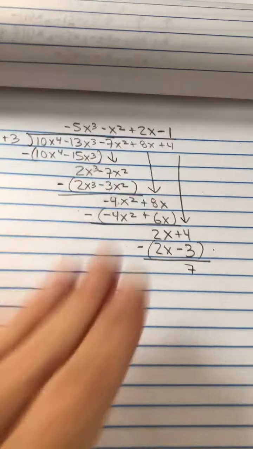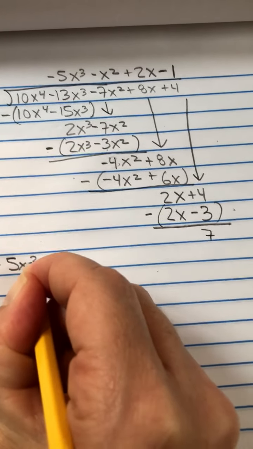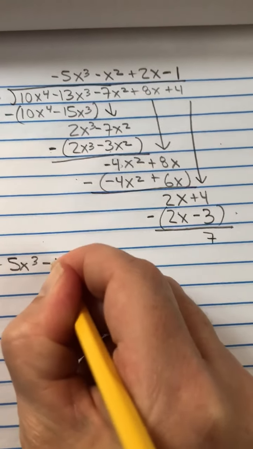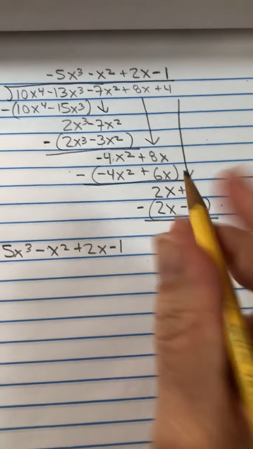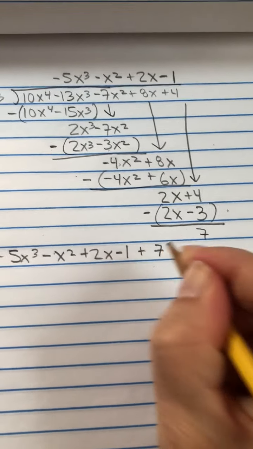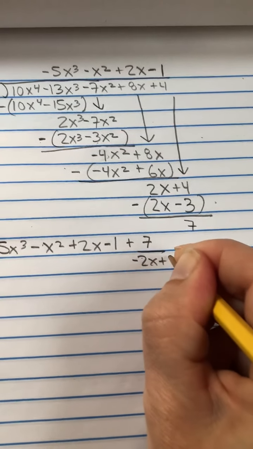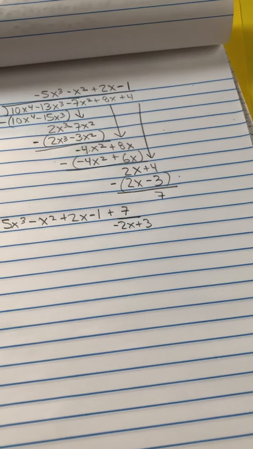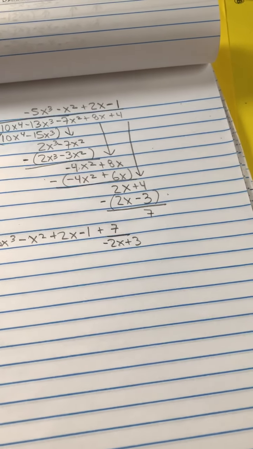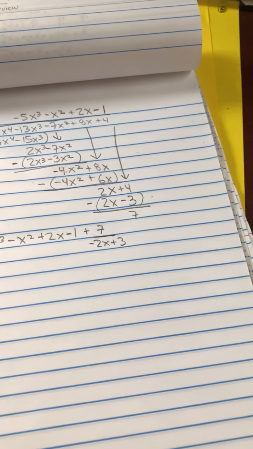So the answer is this whole thing: negative 5x cubed minus x squared plus 2x minus 1 plus 7 over negative 2x plus 3. So really you could just say minus. Okay, either way that works. Yeah, and they have it written strangely like I do.